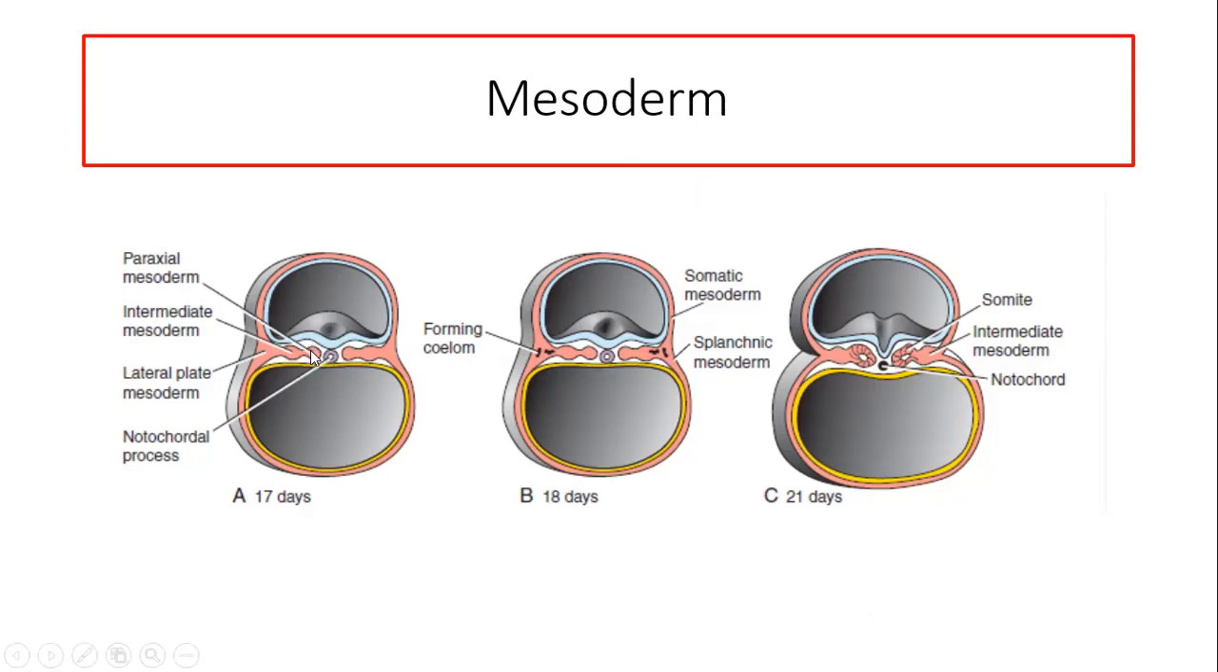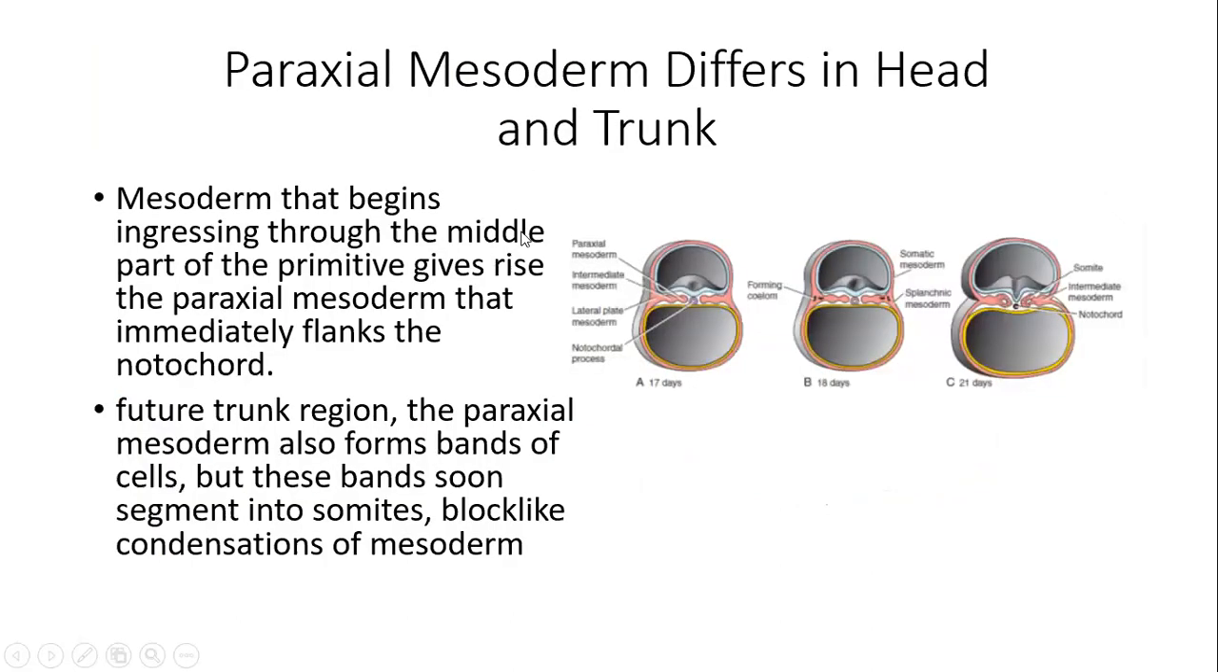The mesoderm arranges itself into three layers: the paraaxial mesoderm flanking the notochord, found in the head and the trunk region; then the intermediate mesoderm, found only in the trunk region; and the lateral plate mesoderm, also found only in the trunk region. So the paraaxial mesoderm differs in head and in trunk.